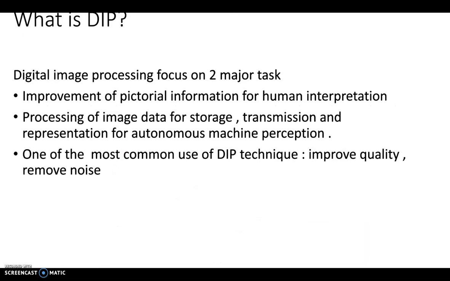Now, what is DIP? DIP is an acronym for digital image processing, and it generally focuses on two major tasks. First, improvement of pictorial information for human interpretation, through which general information can be interpreted. Second, processing of image data for storage, transmission, and representation for autonomous machine perception. One of the most common uses of DIP techniques is improving the quality and removing the noise.